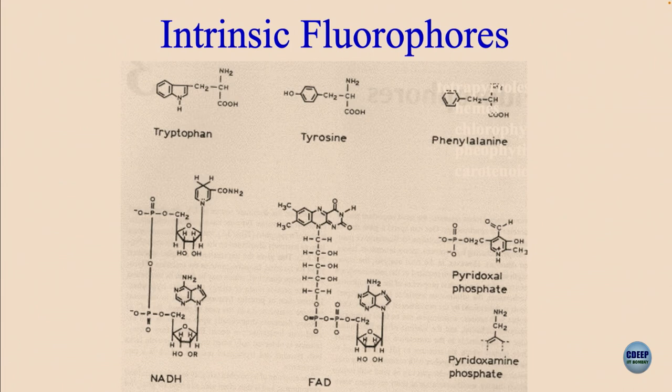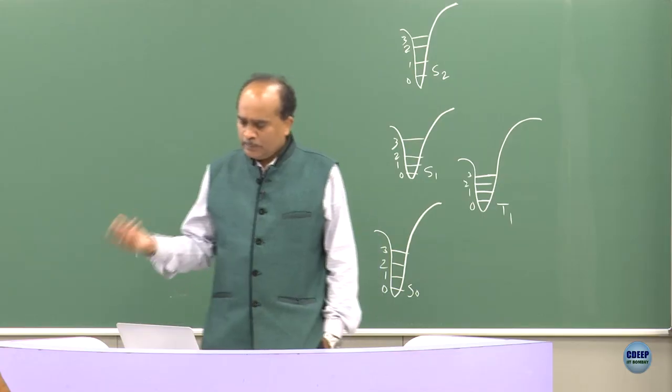So tryptophan is already an amino acid, out of the 20, one is tryptophan, another is tyrosine. So in a sequence you can have them. Then NADH, it again binds to many proteins. So those proteins where FAD or NAD or something like that binds, they give fluorescence. So these are intrinsic fluorophores.